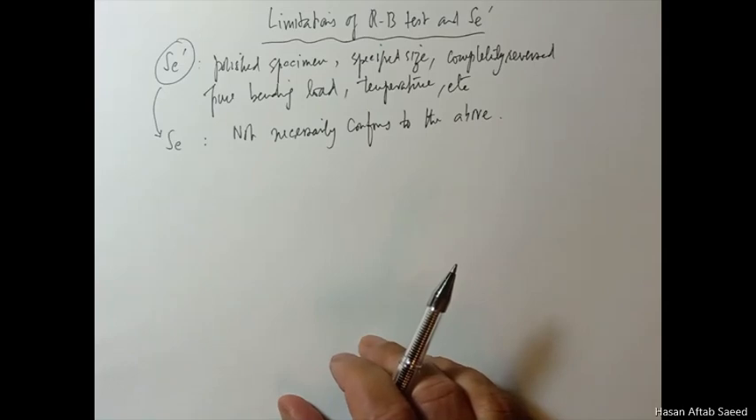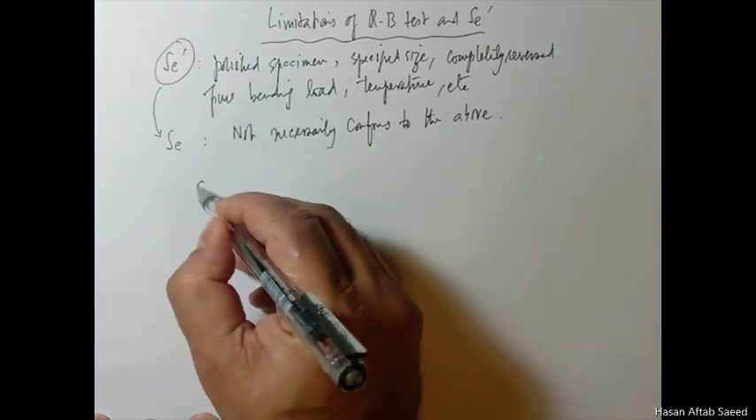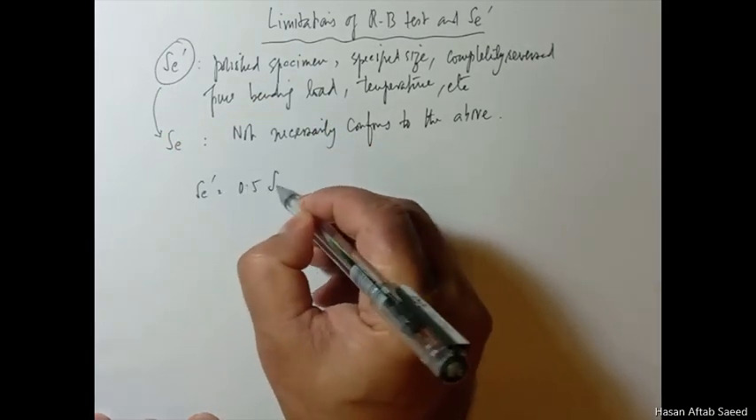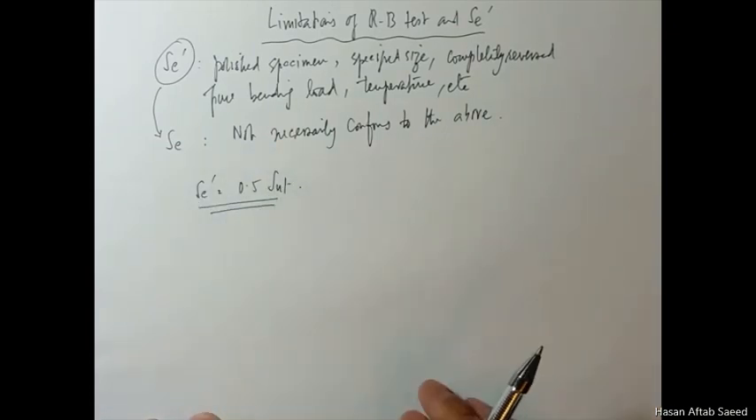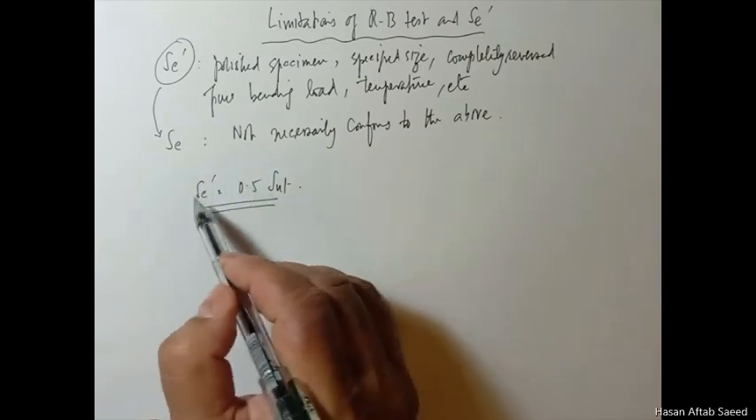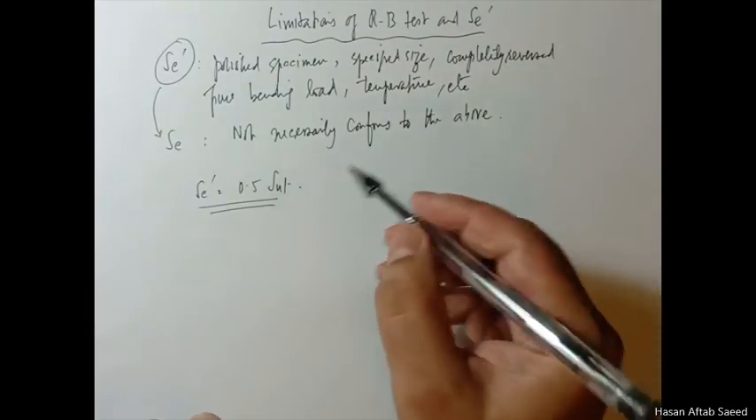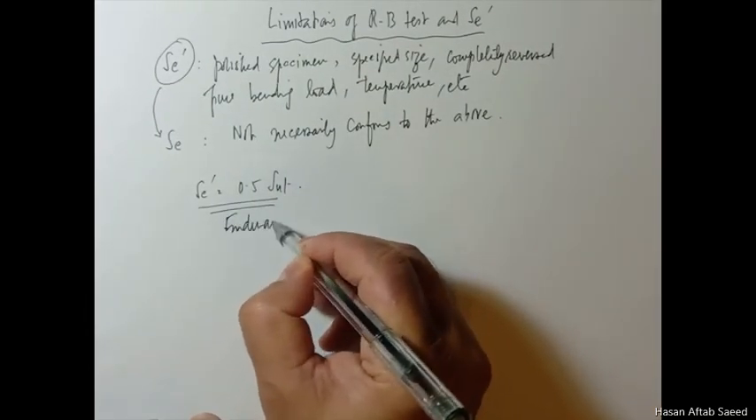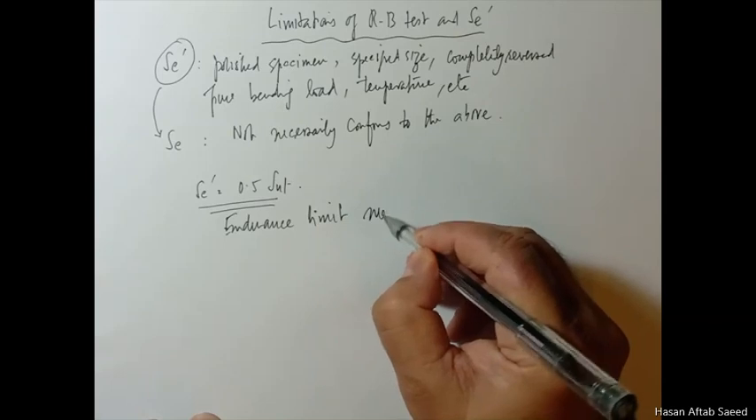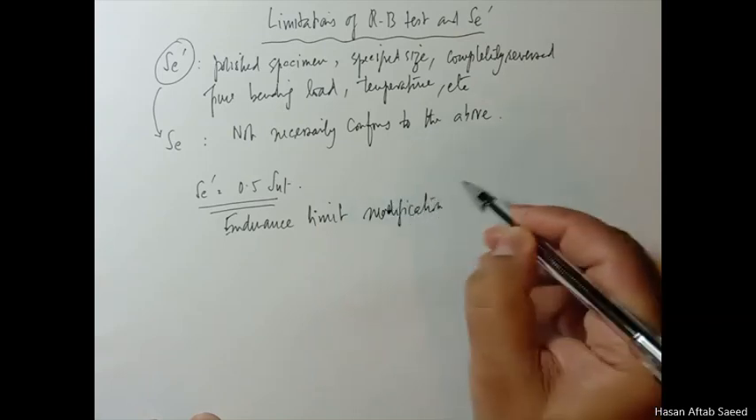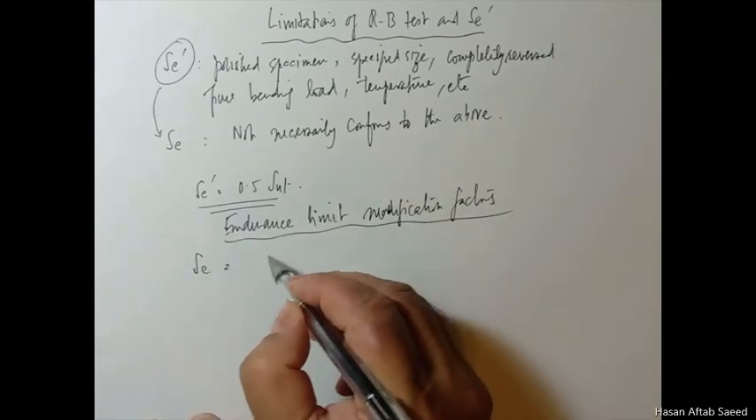Now Se prime either comes from the rotating beam test, or we can also find this out by using half of the ultimate tensile strength of the material. But again, this is an empirical relationship. So this doesn't give us Se but only Se prime. So how to get Se from Se prime? That is achieved by what we call endurance limit modification factors. And the equation is a simple one.